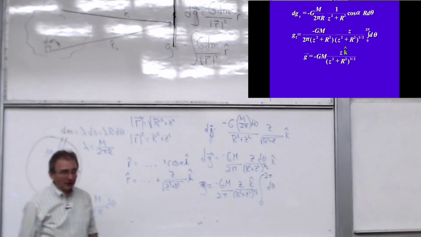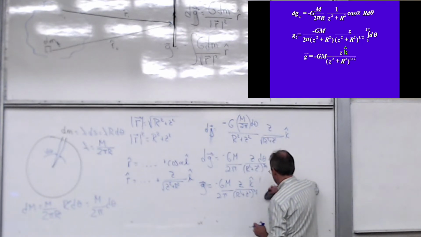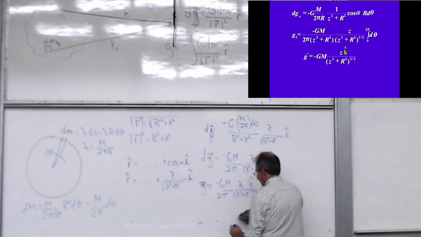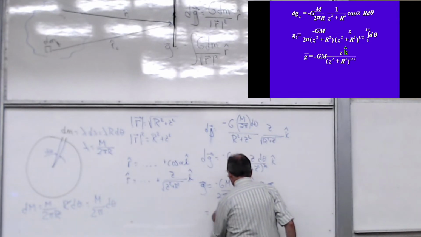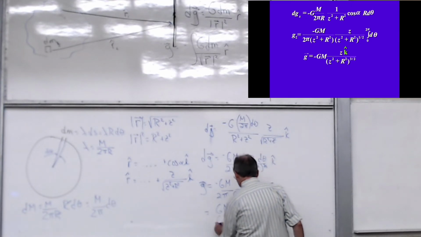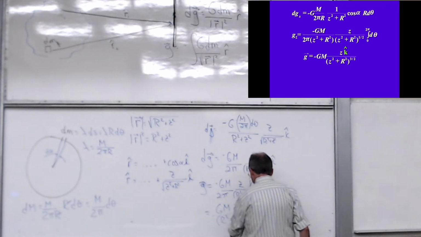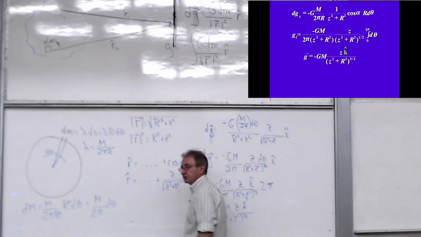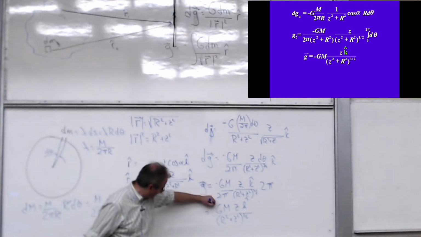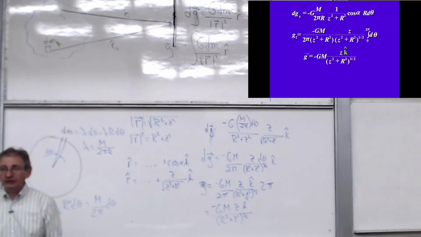And so when we integrate this, I'm going to write it down again. When we integrate this, we get 2 pi. 2 pi is canceled. And that's what the expression looks like. The negative sign, right? And the negative sign, thank you. Okay.